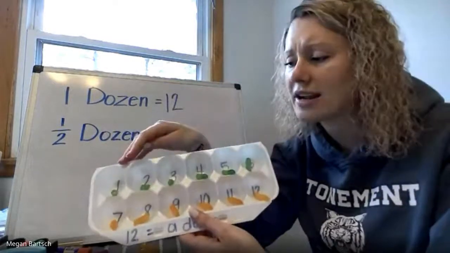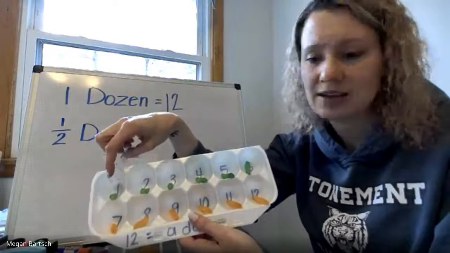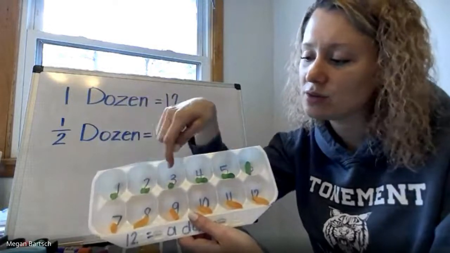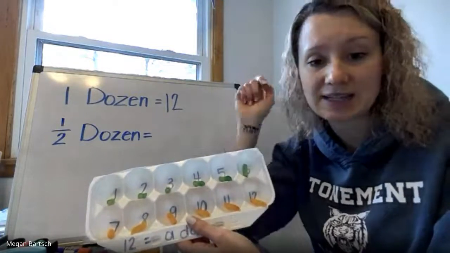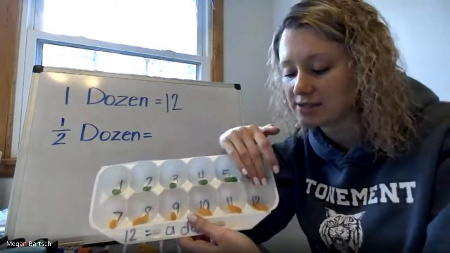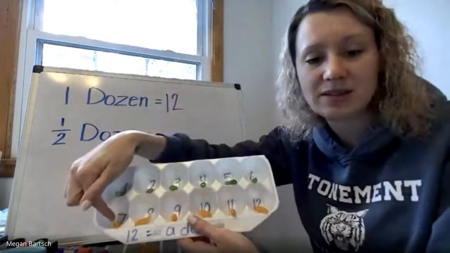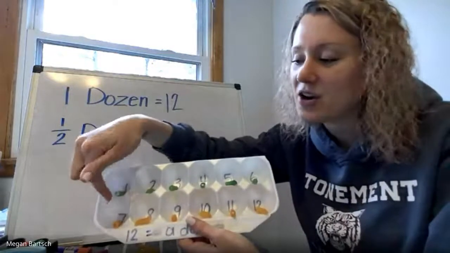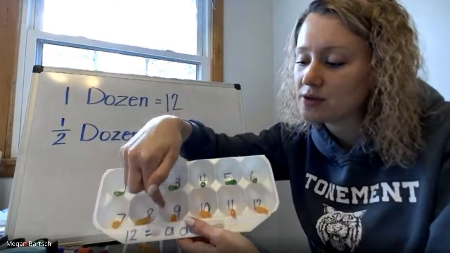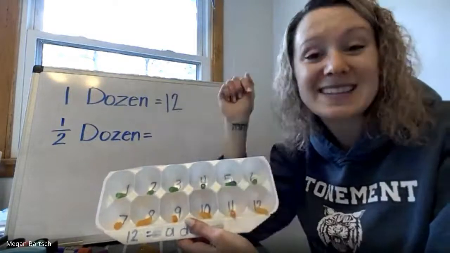How many are in a half dozen? Count with me. Ready, set, go. 1, 2, 3, 4, 5, 6. So my top half of green eggs, I have 6. 6 in a half dozen. Let's see if the bottom is also 6. Count with me the yellow eggs. Ready, set, go. 1, 2, 3, 4, 5, 6.